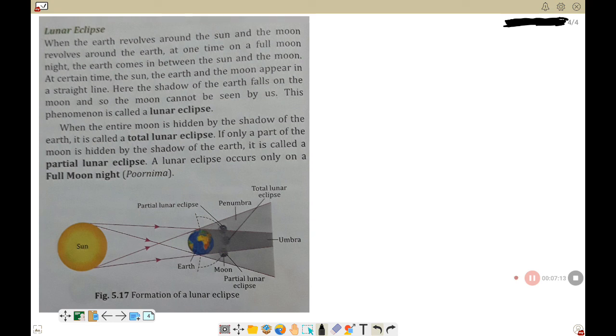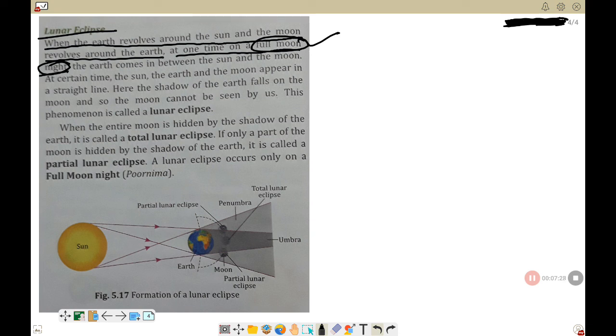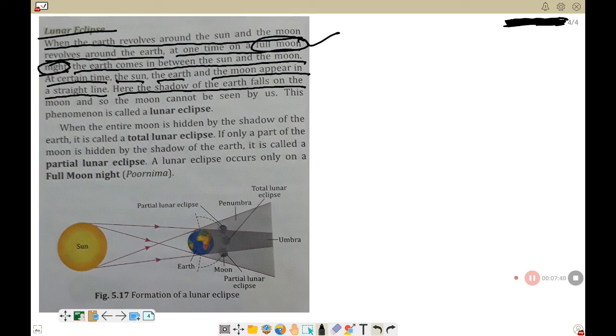The next one that you have is called lunar eclipse. So when the earth revolves around the sun and the moon revolves around the earth, at one point on a full moon night, see, lunar eclipse occurs on full moon night. The earth comes between the sun and the moon. At certain time, the sun, the earth and the moon appear in a straight line. Here the shadow of the earth falls on the moon, and so the moon cannot be seen by us. This phenomenon is called lunar eclipse.